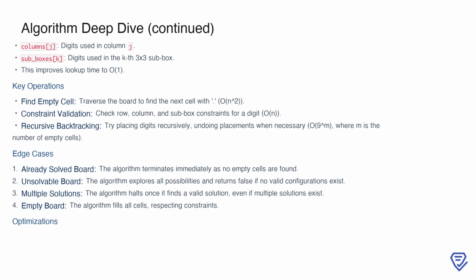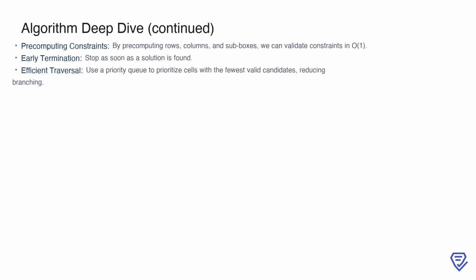Additionally, it's worth noting that the algorithm stops as soon as it finds one valid solution, even if multiple solutions are possible. Optimizations can greatly improve the efficiency of the algorithm. Pre-computing constraints for rows, columns, and subboxes allows us to validate placements in constant time.